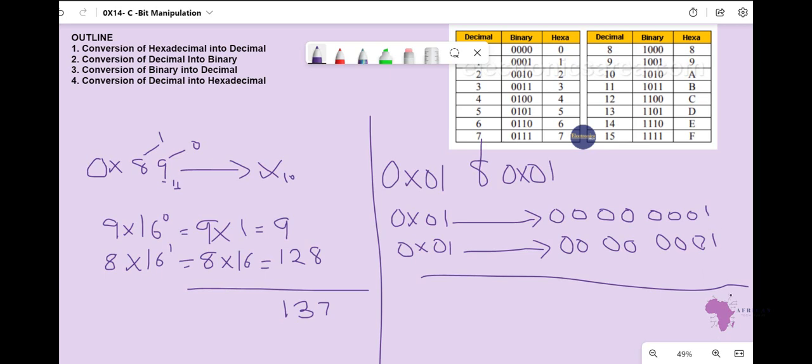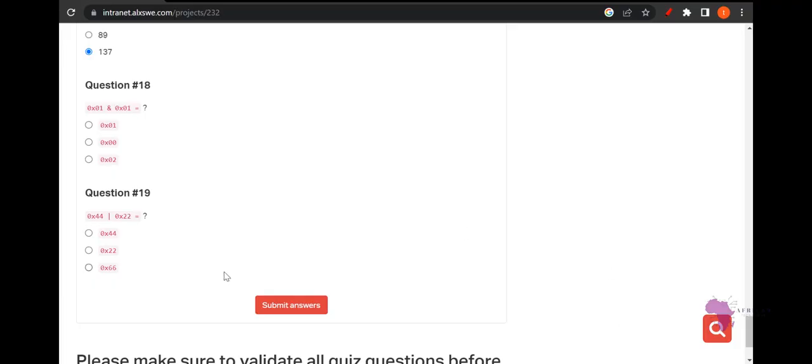are 1, only then does it give us 1. So here is 1. The rest is 0. It's only 1 and then the rest are 0. Which in this case is equivalent to saying that we have 0x01. That is our answer.